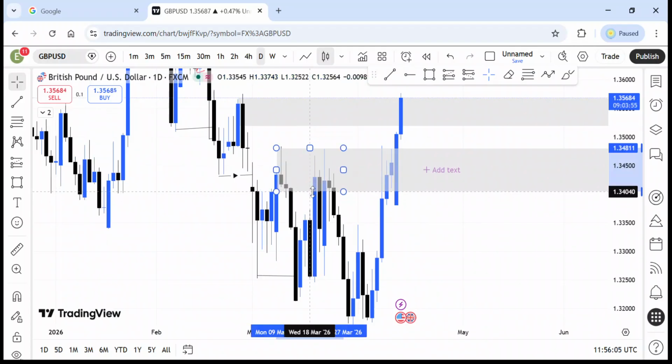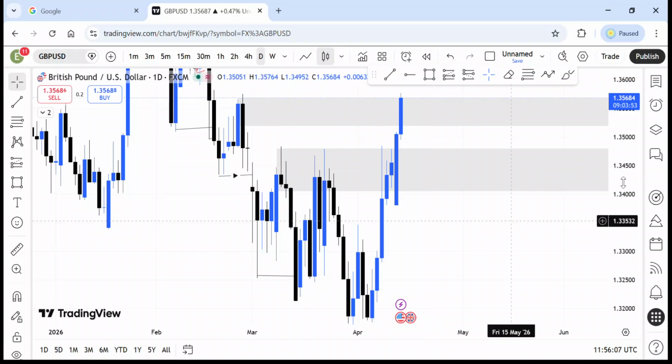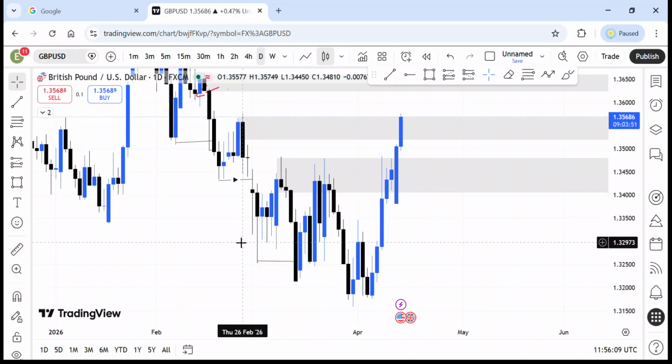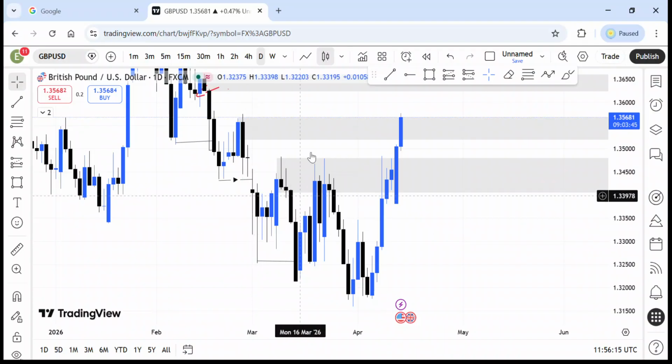I can't be talking about how to mark order block in this video. This video is strictly for order block strategy to make money, and that's all. So now we've marked our order block here. We cannot see it on 4 hours clearly, so we've marked it on daily time frame. Okay, so let's go to 1 hour.